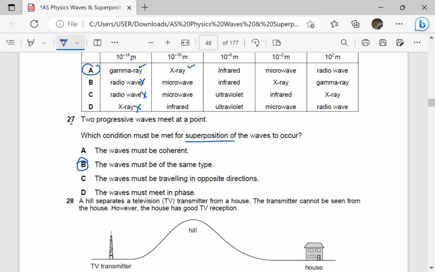The waves must be coherent? Even if they're not coherent, as long as they are of the same type, superposition can occur. But if you want constructive, or either constructive or destructive interference, then they should be from coherent sources.